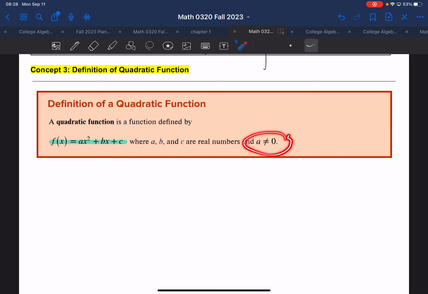What would happen if this a value right here was 0? What would happen to the x squared? It would become 0 and then become a linear equation. Correct. This whole thing would cancel out, right? So then we would just be left with bx plus c, which is a linear equation and not a quadratic. That's why the a value is not equal to 0. And then this information here is just telling you that our a, b, and c in this function are not variables, but instead numbers. Okay, and they can be any numbers as long as they are real.